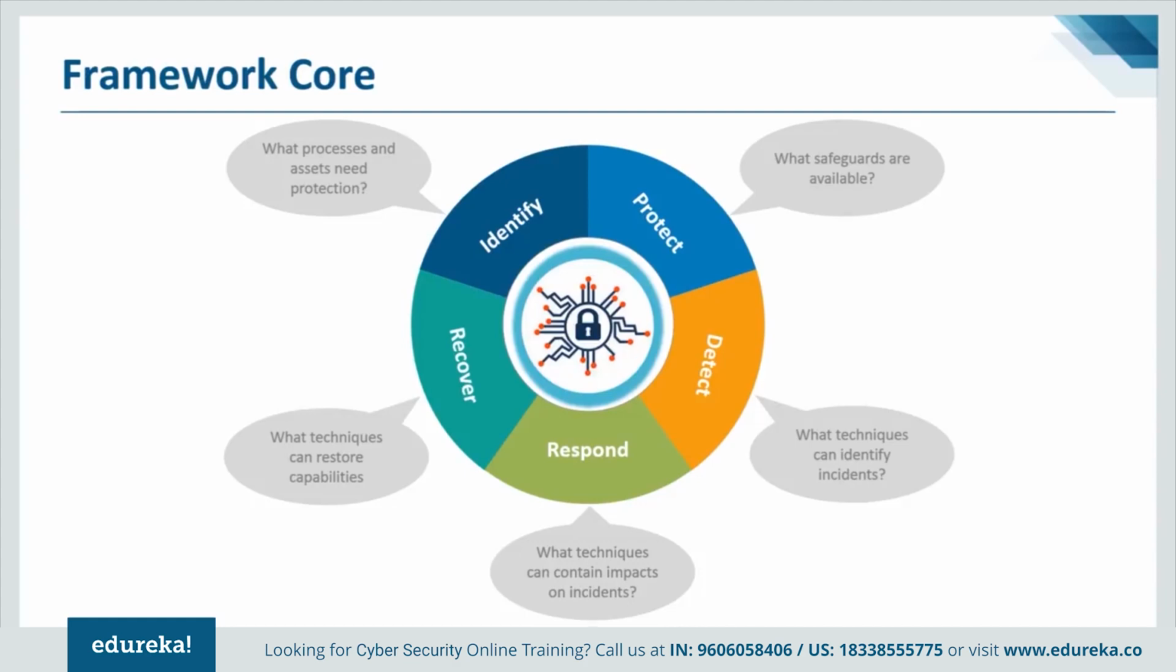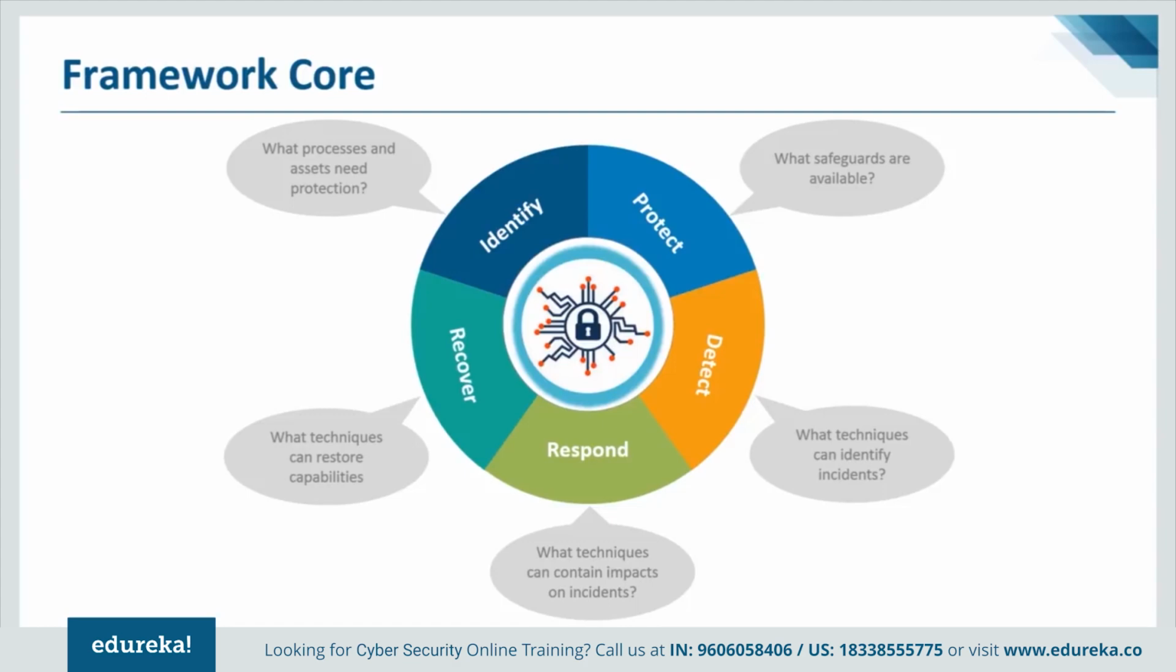The core asks an organization to identify what processes and assets need to be protected. Now, after assessing that, you need to find what protection is available. Then you need to find out what techniques can identify the threats and what techniques can contain the impact of an incident. And finally, the core defines what techniques can restore the capabilities of the organization to what they were before the attack.